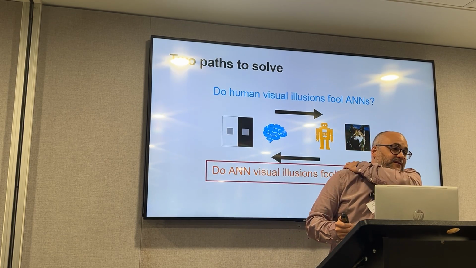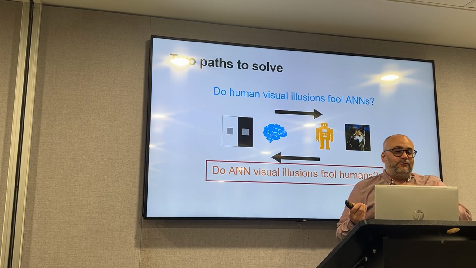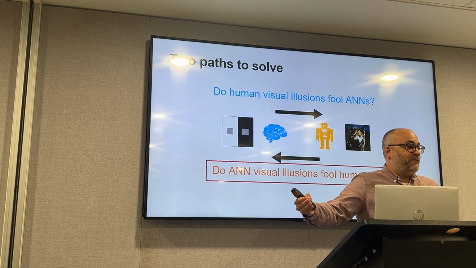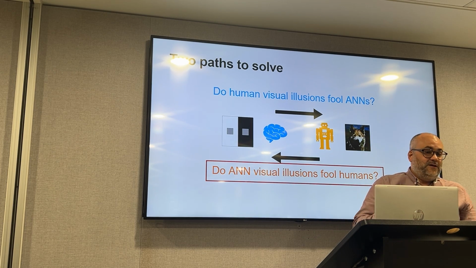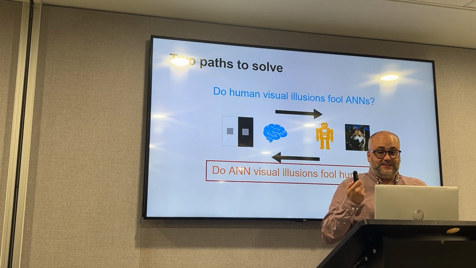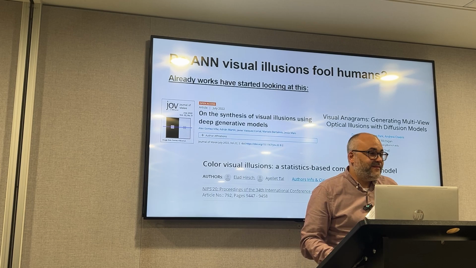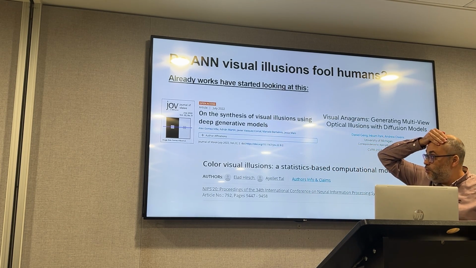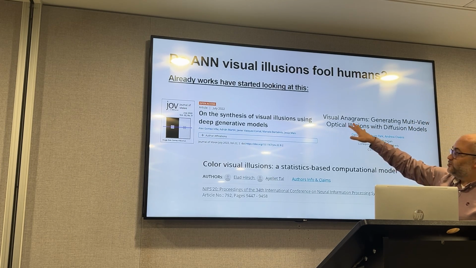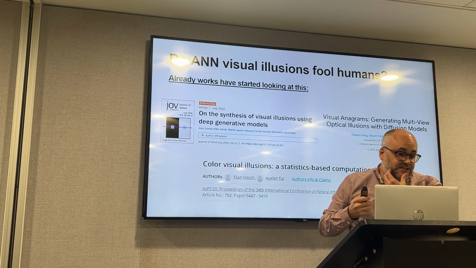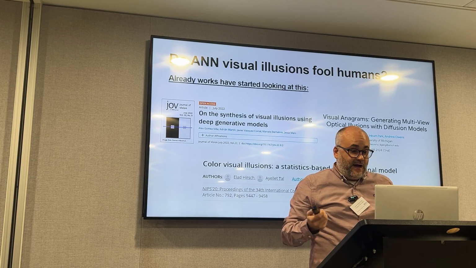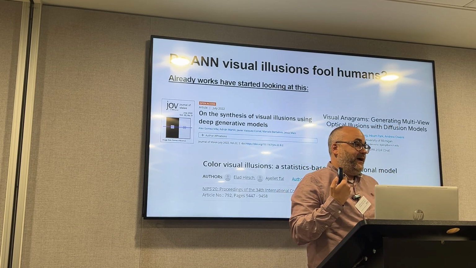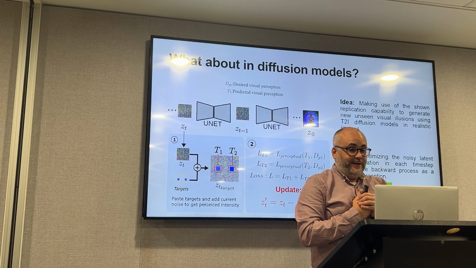So now, having known that, we can answer the second question. It seems that this DDIM is giving the correct perception. Can we use it to create visual illusions that fool humans? Again, there are different works that already try to generate visual illusions. We did one some years ago, but there was also the Visual Anagrams famous paper at CVPR 2024. So there are different methods that have tried to do this. And of course, we are able to do it, and how do we do it?